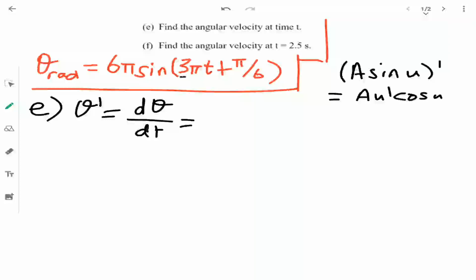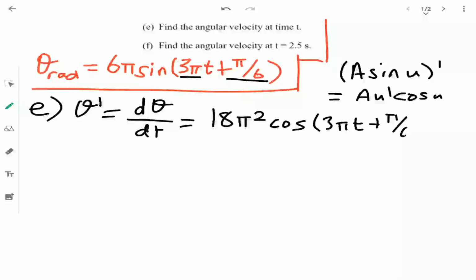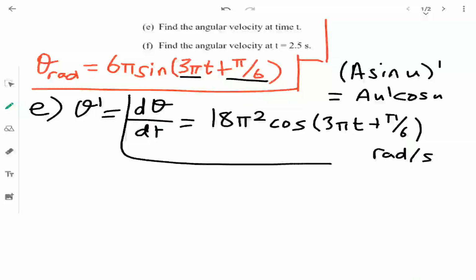The derivative of this is 0 anyways. So we take 3 pi out and we should get 18 pi squared cosine of 3 pi t plus pi over 6. Now we don't put radians per second here, we can just put it here. So the whole thing is radians per second. So this is your angular velocity at any time t.